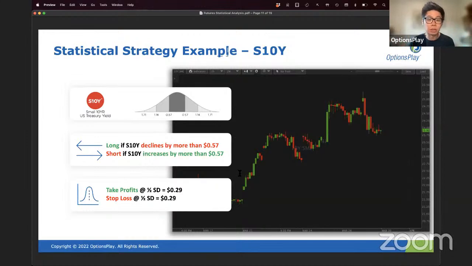And you would set your stop losses at 1/2 of the standard deviation. So 1/2 of 57 cents is about 29 cents. And that's where you would be able to set your take profits and stop losses with a real example. So this is really just a simple application of what we learned here before, Frank.